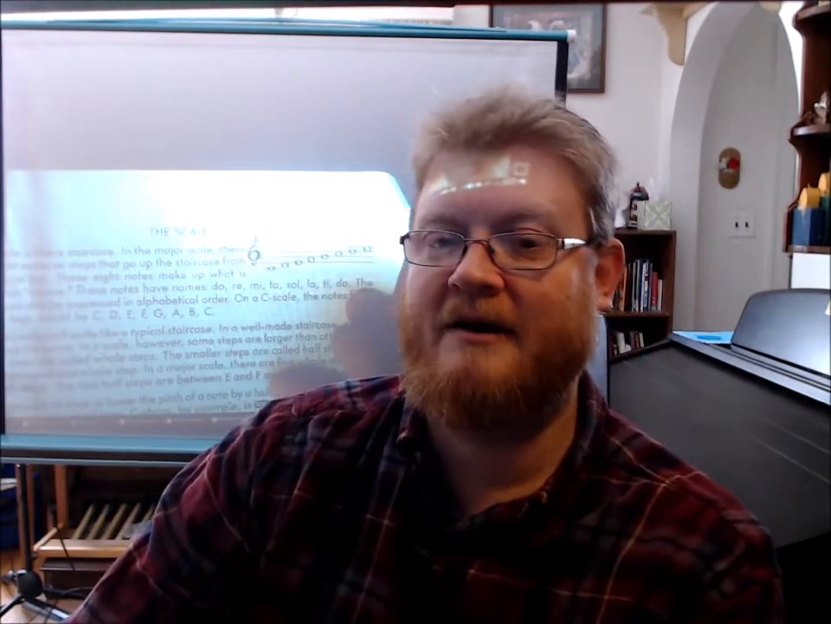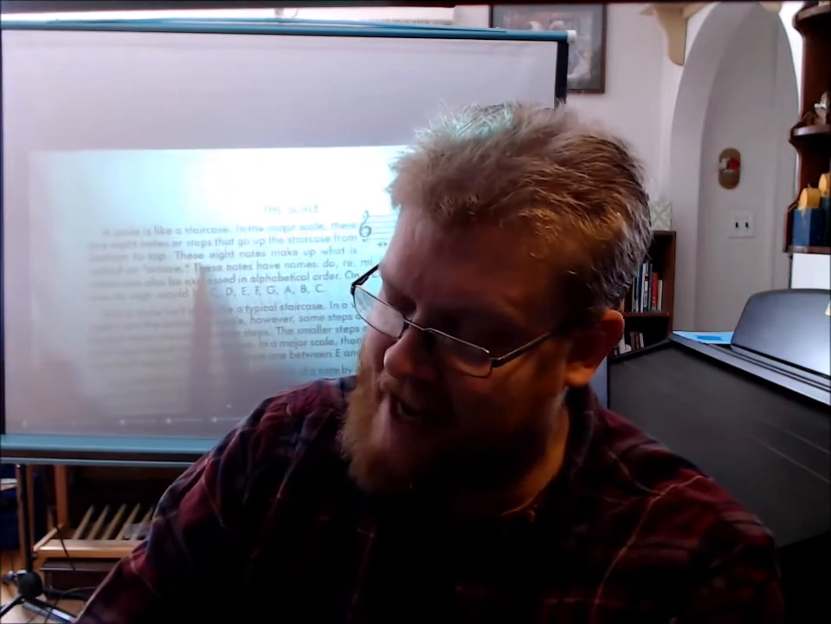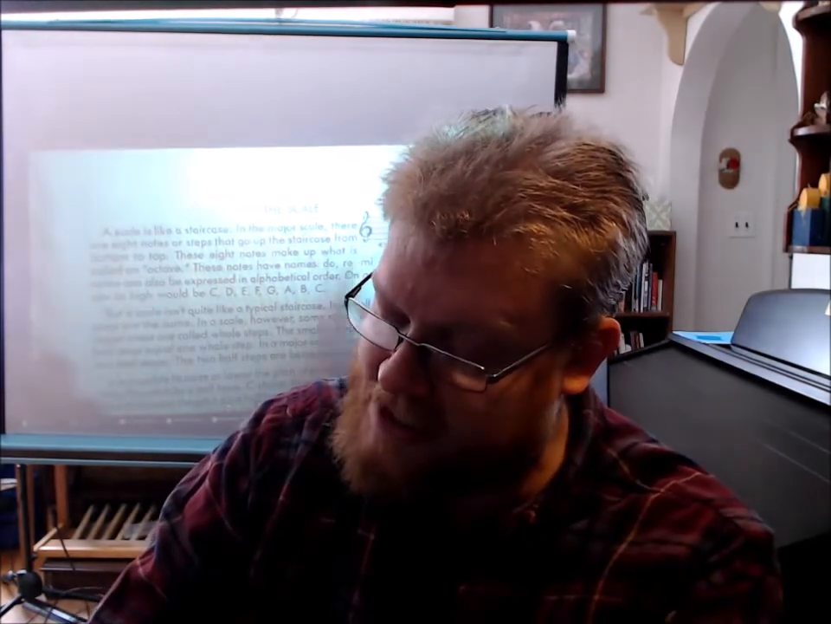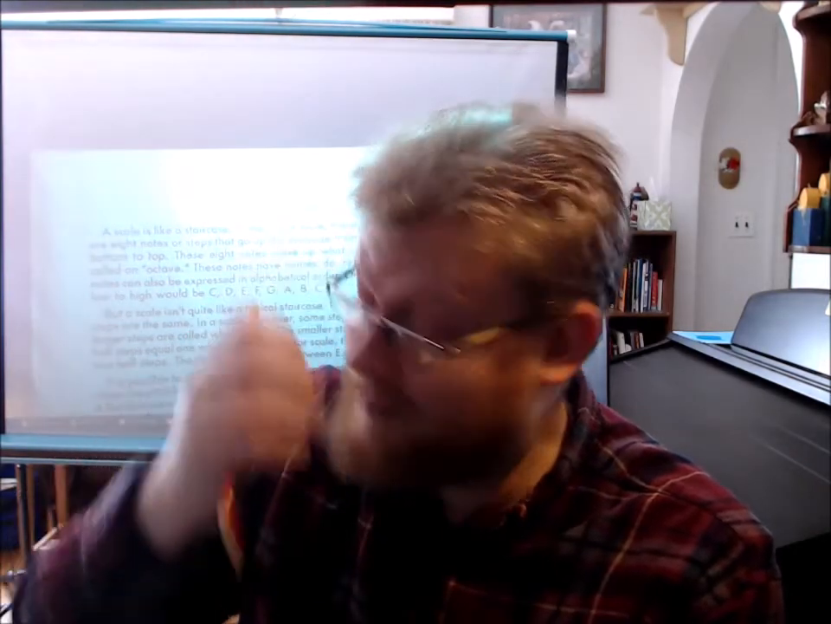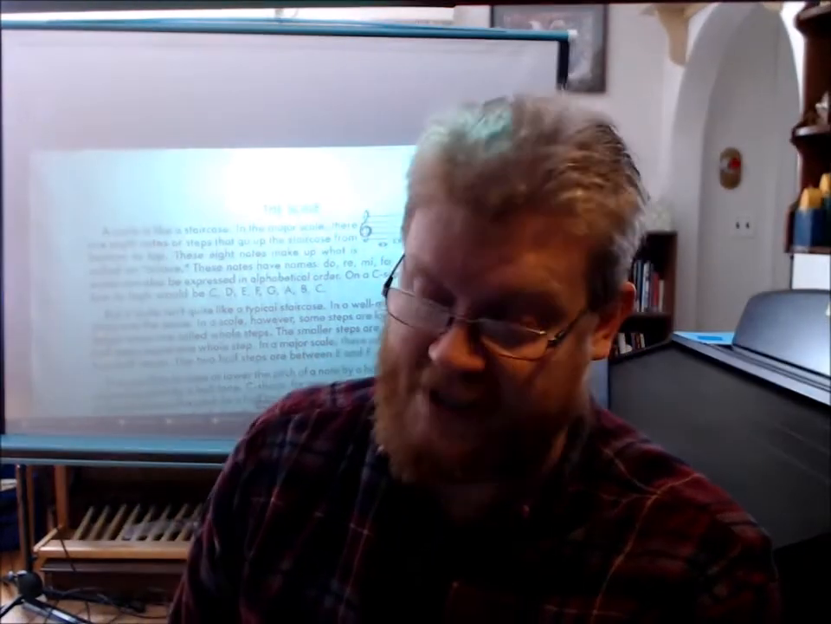Might help if I bring it down. These 8 notes make up what is called an octave. Remember, an octagon is an 8-sided stop sign. An octave is 8 notes, or 8 notes apart. We've done that song about intervals. This is an octave, right?